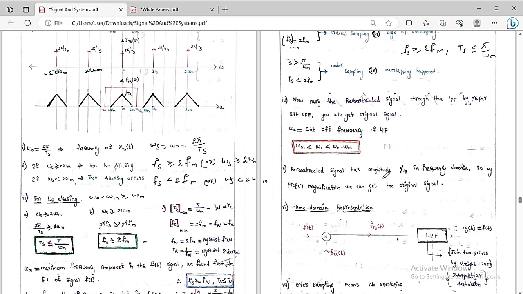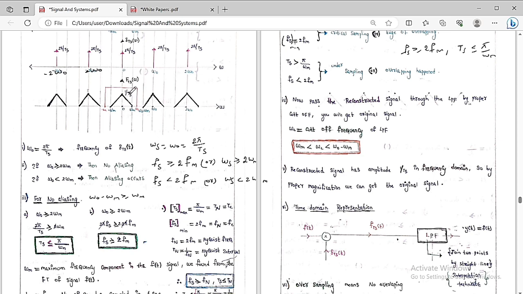The reconstructed signal has the amplitude 1 by Ts in the frequency domain. So by proper magnification, we can get back the original signal. If you pass through the low pass filter, you are going to get only this waveform, but it has an amplitude of 1 by Ts in the frequency domain. So with the help of some magnification, we can get back the same signal f of t.